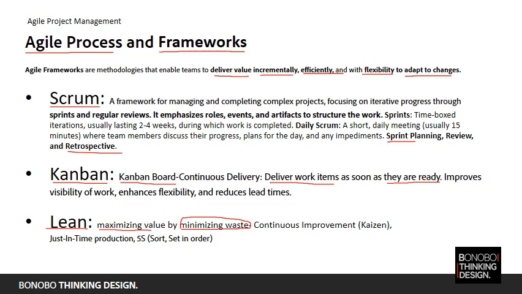All right, so we have covered the values and the principles, and now we're going to move over to the agile process and frameworks, right? In agile, there are multiple frameworks, but the key attribute of the agile process is that it enables teams to deliver value incrementally, efficiently, and with flexibility to adapt to changes, right? There are multiple other frameworks as well, and each has its own unique focus and benefits based on the business domain and the nature of the products and projects. But for today's session, we'll just focus on 3 frameworks, which are Scrum, Kanban, and Lean, right?